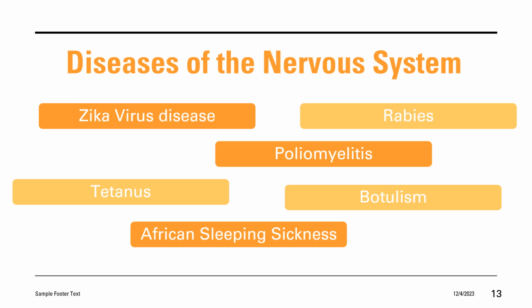These are some diseases of the nervous system. We'll go into those a little bit in just a second. So you have the Zika virus disease, rabies, poliomyelitis, tetanus, botulism, and the African sleeping sickness.